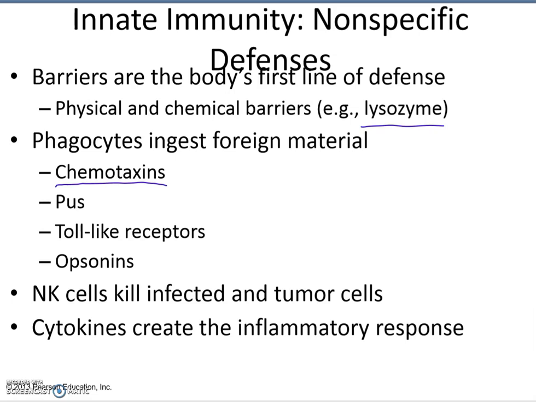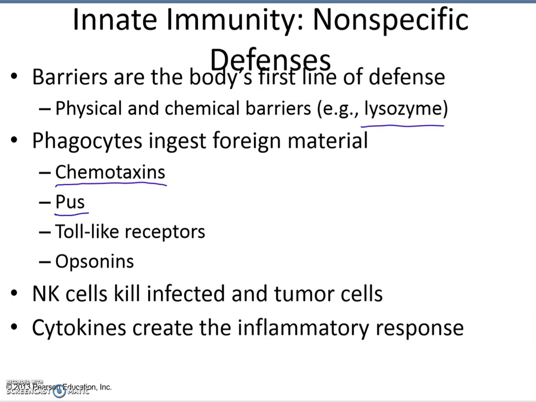Once these phagocytic cells are filled up with bacteria, they die. So they die in battle. They have eaten as many of the enemy cells as they could, and then they just died. And dead neutrophils, that's what we call pus.